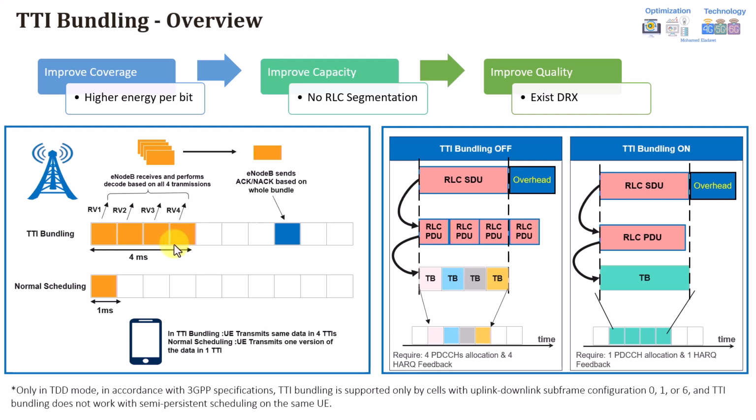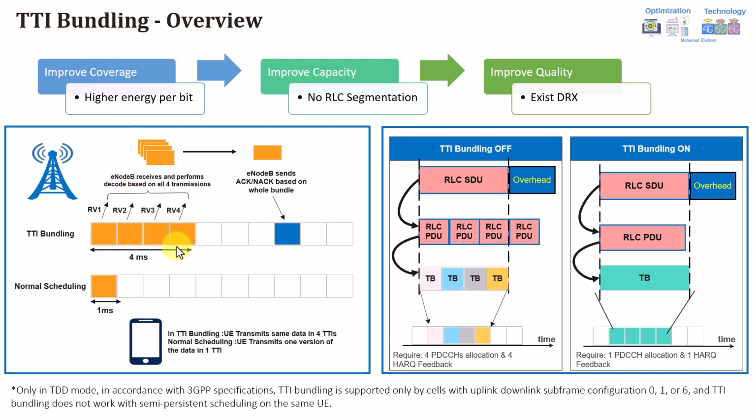Accordingly, this will be reflected in the decoding process on the eNodeB side. It will be like diversity, so that you will have higher energy per bit. This means you are improving your uplink coverage because you have better decoding on the eNodeB side, since you are sending the same data in 4 consecutive TTIs with different redundancy versions. So this will improve the redundancy performance and will result in higher energy per bit, and can improve the uplink coverage by around 2 to 3 dB.